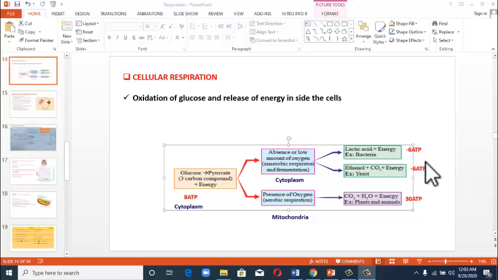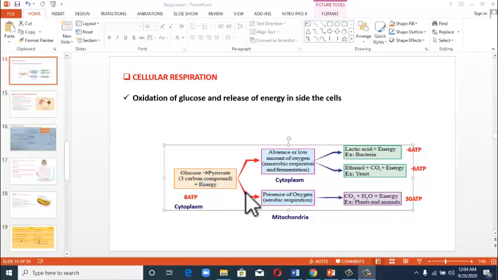So students, observe. Here 8 ATPs are produced, here 6 are consumed. So how many ATPs are remained? That is 2 ATPs. So if glucose goes in either of these pathways, how many ATPs are produced? 2 ATPs are produced. If it goes in this pathway, 38 ATPs are produced.